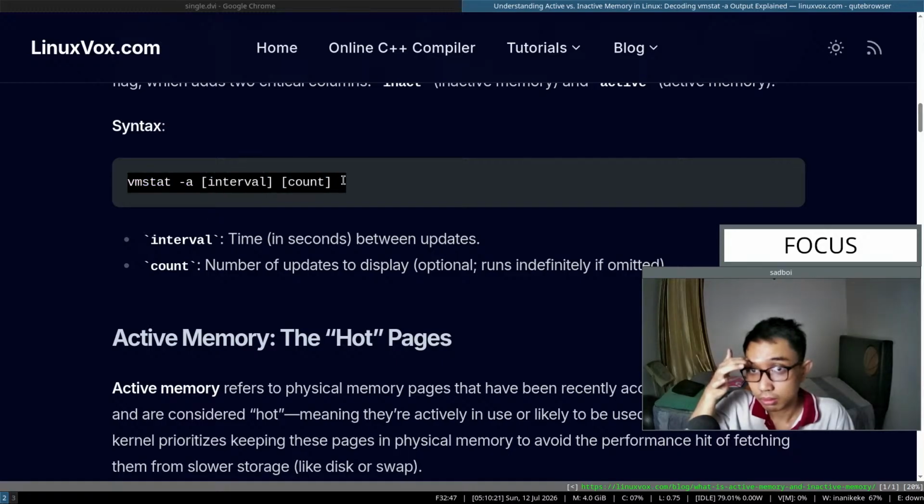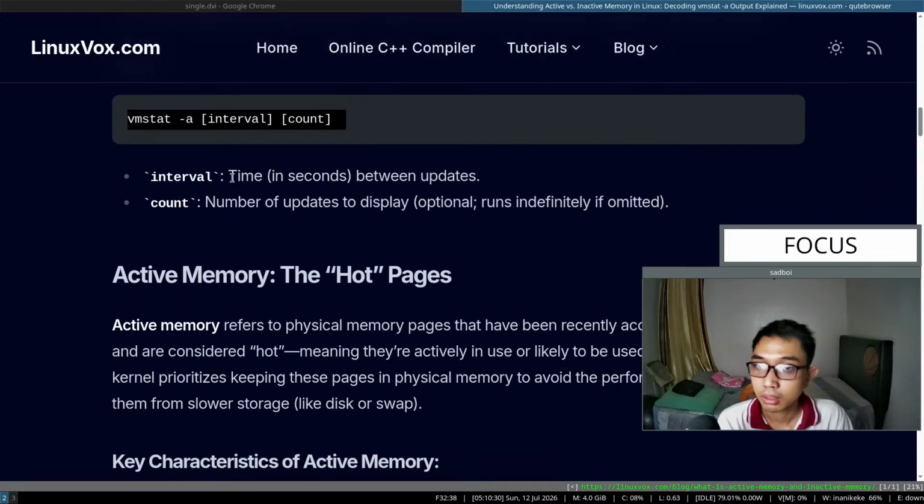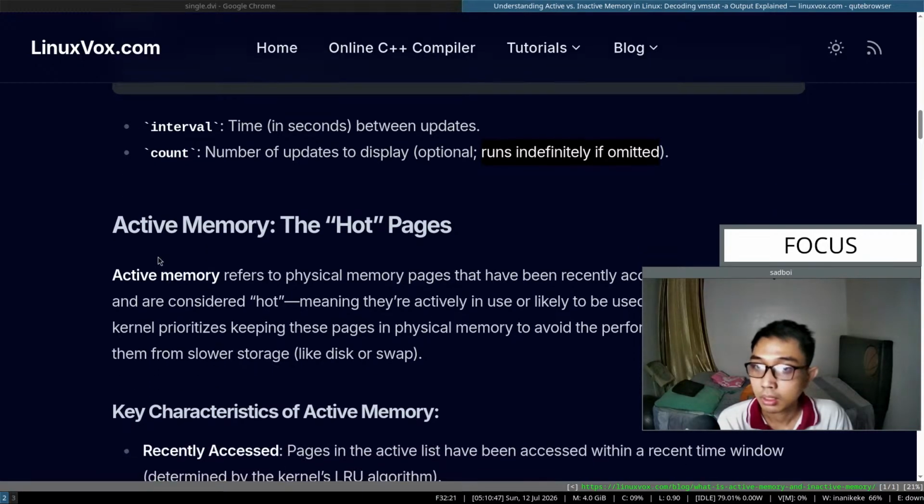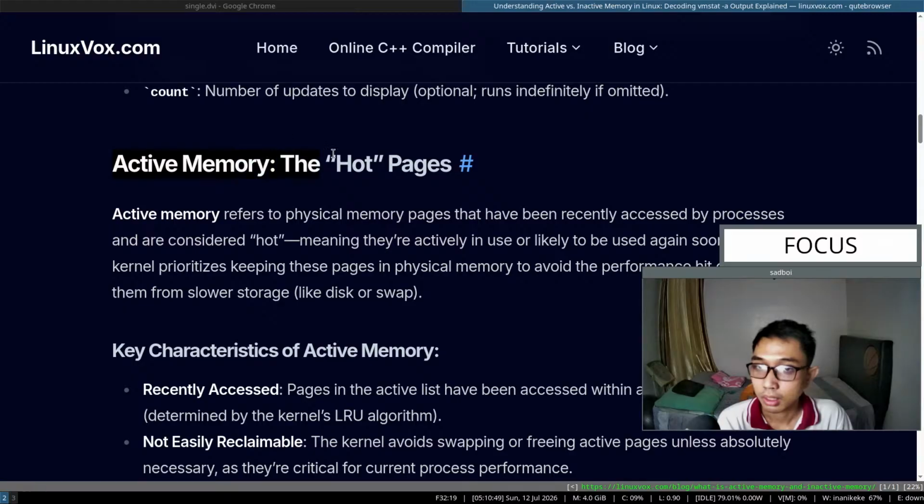This is how we run the vmstat CLI. Time in seconds between updates, and then the count here, the number of updates to display. It is optional. If we don't provide that, it will run indefinitely until we interrupt it. Okay, active memory, the hot pages.